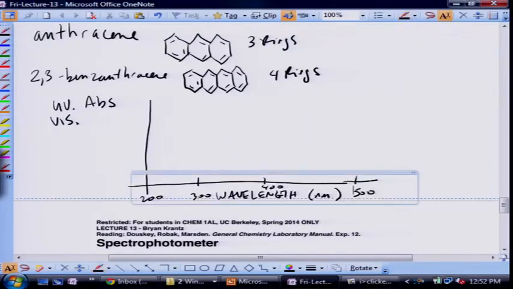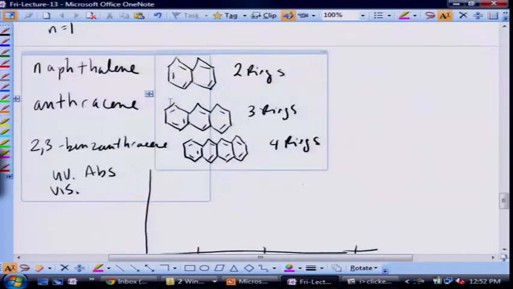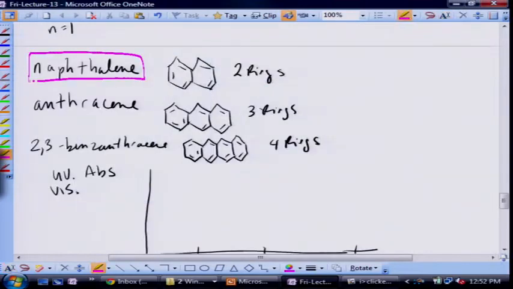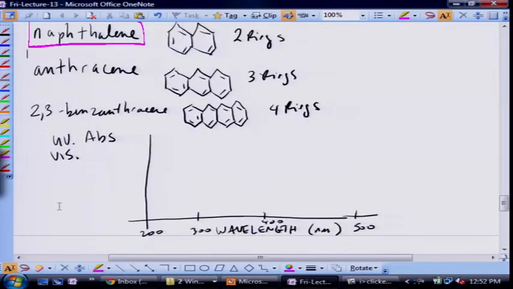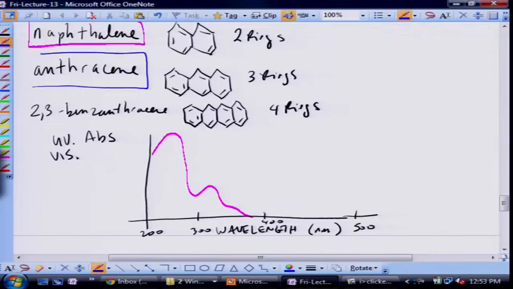For the smallest one, naphthalene, we'll color code him. We'd expect it's a small system, so it's going to be down in the UV. Its peak is down here in the UV. It might have a few more bumps, but it only has pi electrons, so it has one major peak down there. Then we go up and find something a little more blue, anthracene. Anthracene's still pretty ultraviolet, but it's going to be a little more blue shifted.